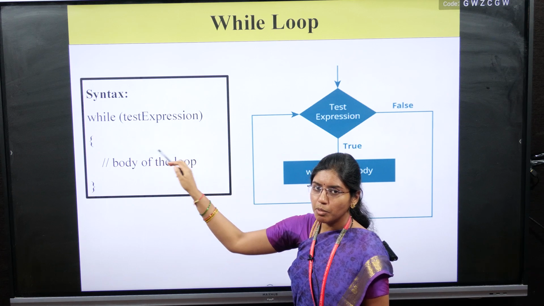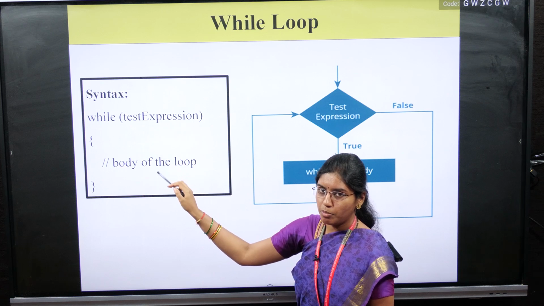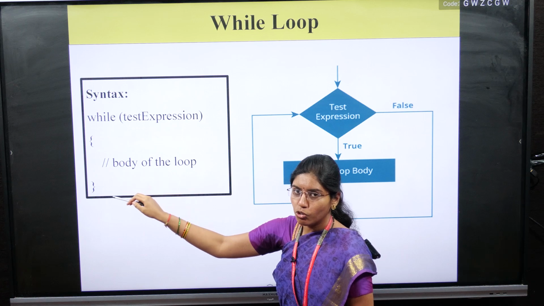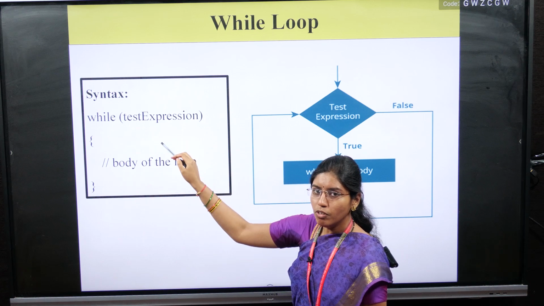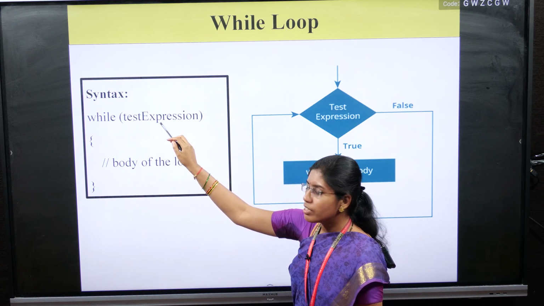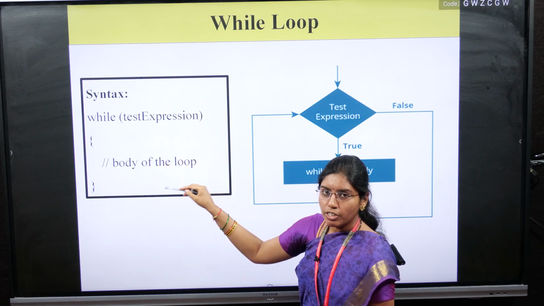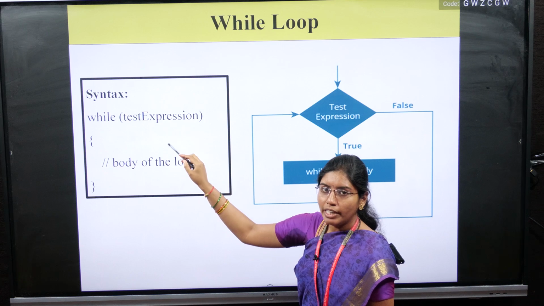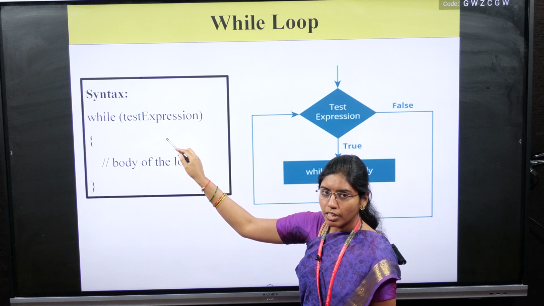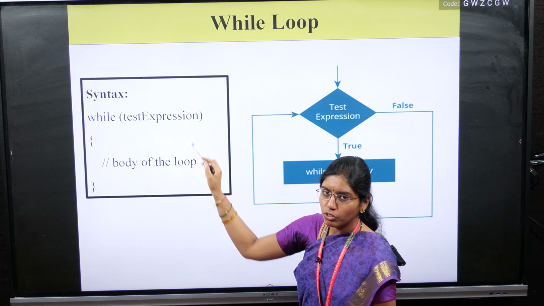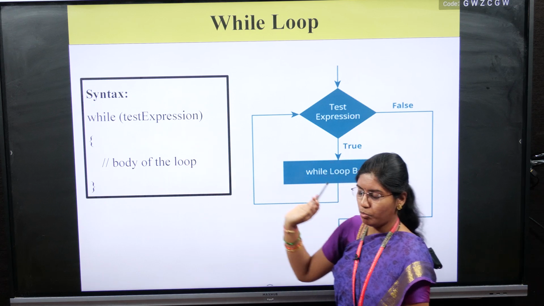So inside the body we are going to write the set of statements here. The body of the loop will be enclosed within open brace and close brace. So this is the syntax of the while loop. Once the condition is true, it is going to enter the body and execute the set of statements until the condition becomes false. Once the condition becomes false, it is going to come out of the loop and terminate. So this is the syntax of the while loop.